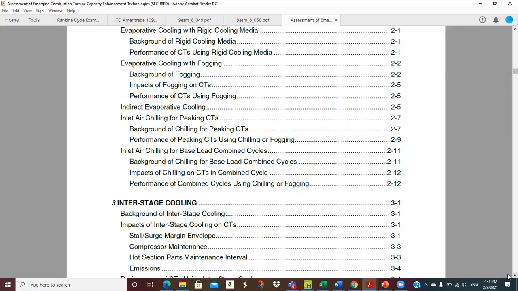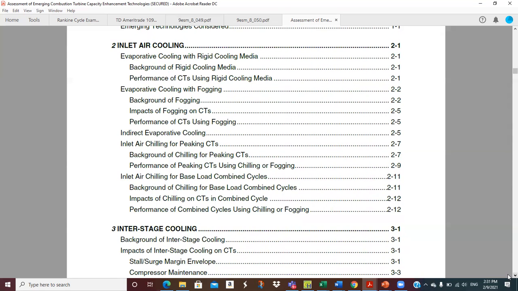If you were an engineer for TVA, and you've been asked to give them recommendations on a new combined cycle plant, which one of these technologies should they use? What would you recommend after you've looked this over? Would you recommend foggers? Would you recommend rigid media cooling? Okay. I'll be flexible on due dates, but this is really good.